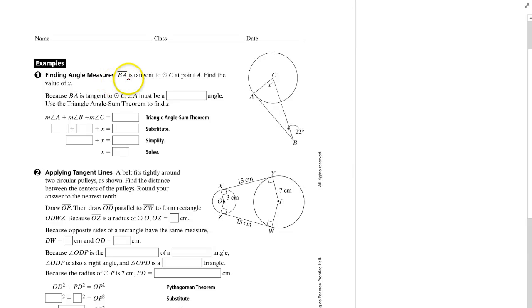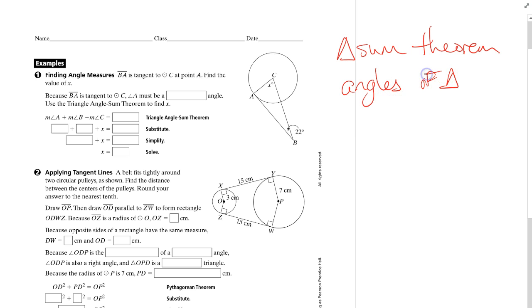We need to find some measures of angles. Now, you get to remember that the triangle sum theorem says that angles in a triangle add up to 180. Now, there's some other cool things about looking at a diagram like this. So we'll go in order.